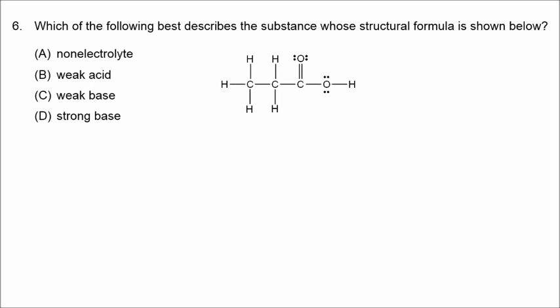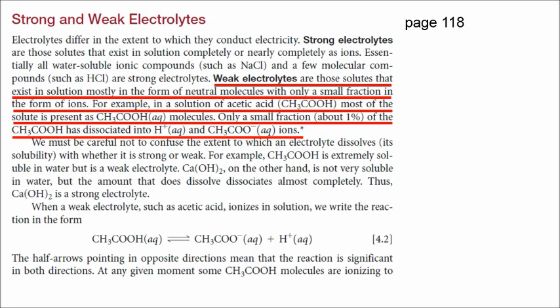Question 6, we have to decide what this substance is in terms of it being an electrolyte or an acid or a base. Let me call your attention to page 118. It talks about weak electrolytes, and the first example they give is CH3COOH, which you know as acetic acid.